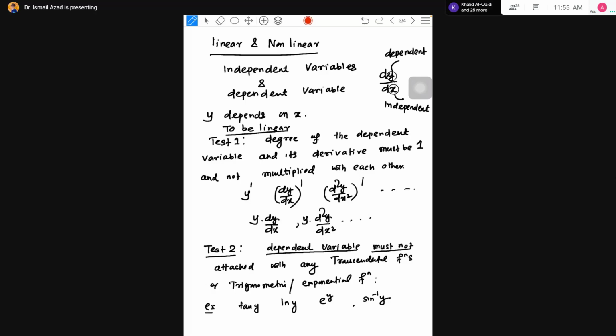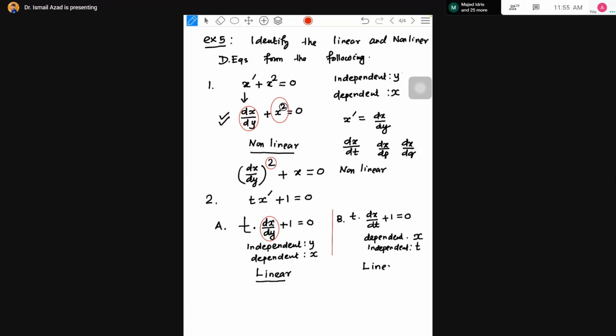And the second point is whether the dependent variable is attached with sine, cosine, ln, e power, a power. No, so the second also passed, so it's linear. Is it clear or not? It's only non-linear if it's x multiplied with dx over dt. There are many things, not only this. This is one of them.